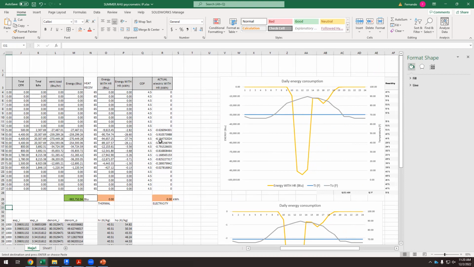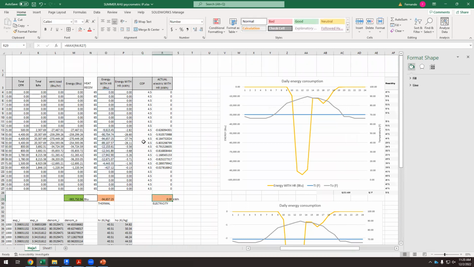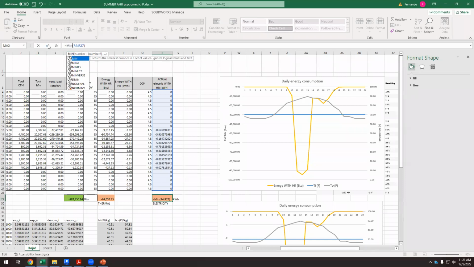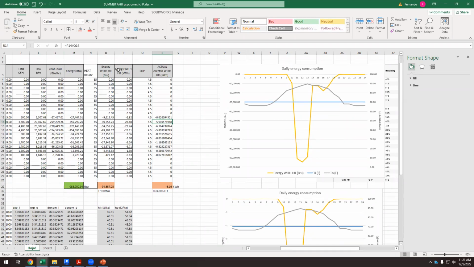Well, and now everything is negative. So when we are doing this, it shouldn't be the maximum, it should be the minimum. When we are dealing with negative numbers, this has to be minimum. And minimum. But the thermal doesn't make any sense in BTUs because when we are dealing with heating, everything has to be in electricity in kilowatt hours.